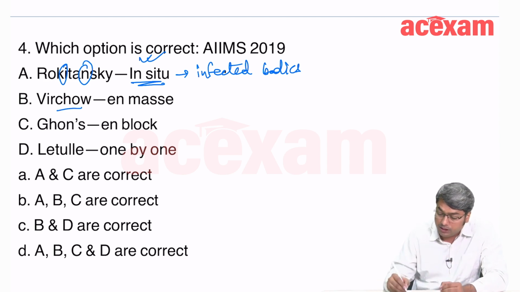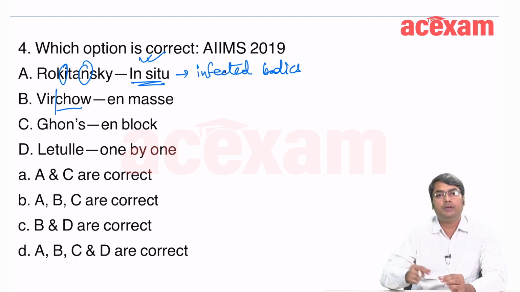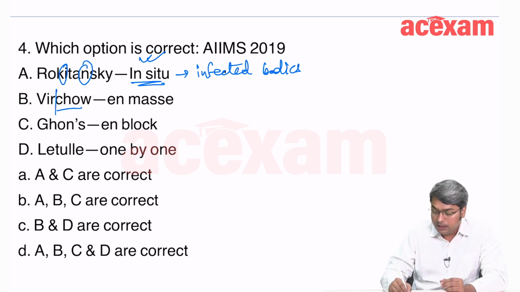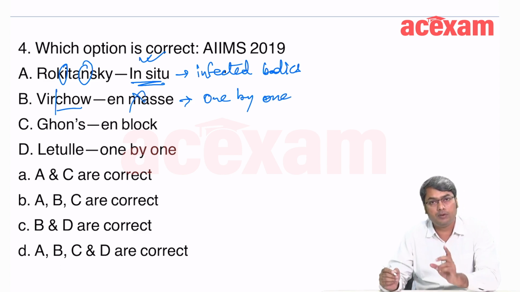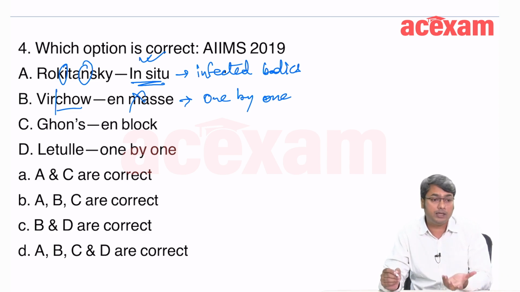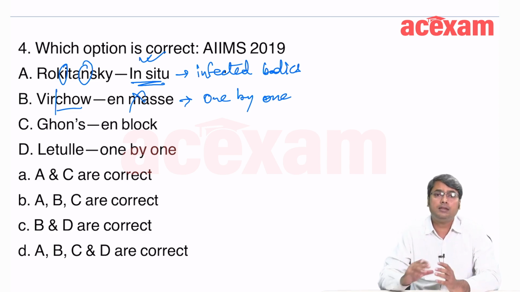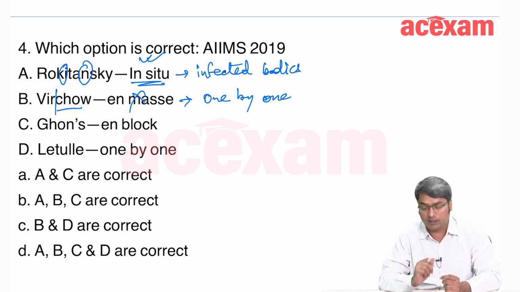Then what is Virchow's method? Here the organs are removed one by one, just like chow mein. In chow mein we can separate each strand and eat them separately. Similarly, in Virchow's method, each organ is separated one by one. And this is not en masse. This is one by one organ removal. Advantage is we can study each and every organ in detail. Disadvantage is it is time consuming and the inter-organ relationship is not properly established.